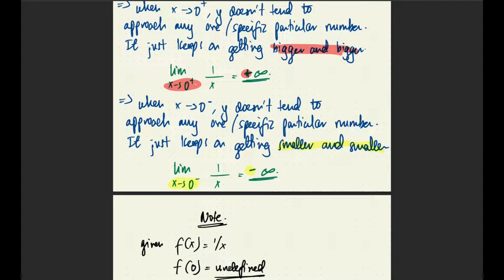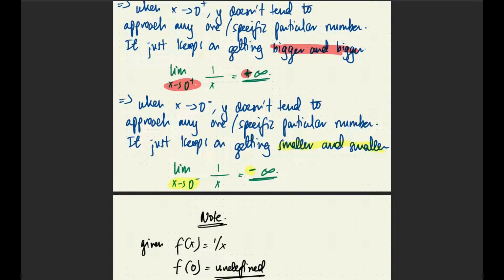Remember, infinity is not a real number. Infinity is like a concept. We cannot represent infinity inside a graph. A limit of infinity just tells us if y is getting bigger and bigger or smaller and smaller as x approaches a particular number. The concept of limit does not consider the case when x is equal to 0. We are talking about when x approaches 0.